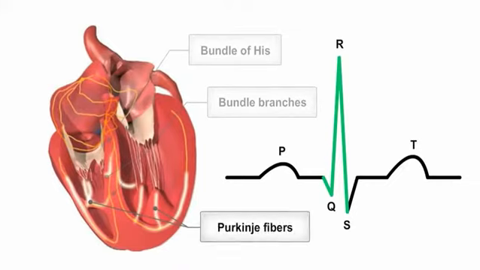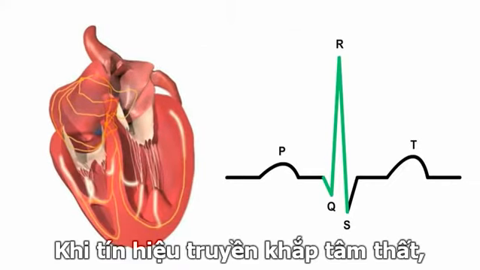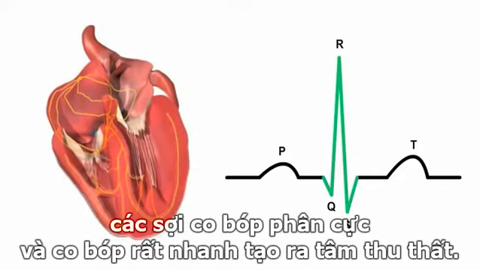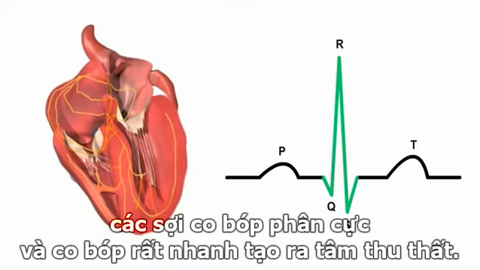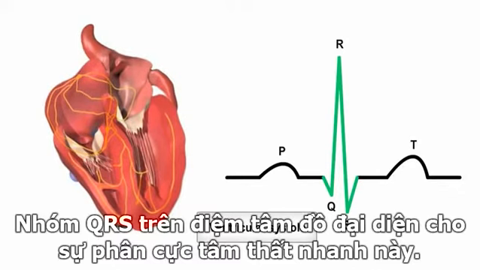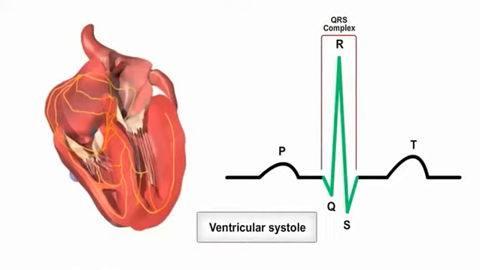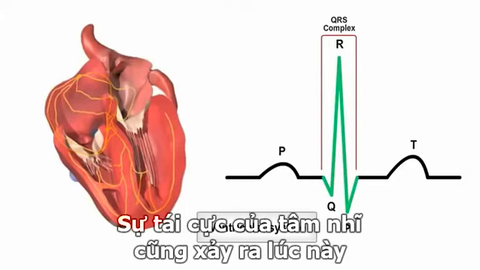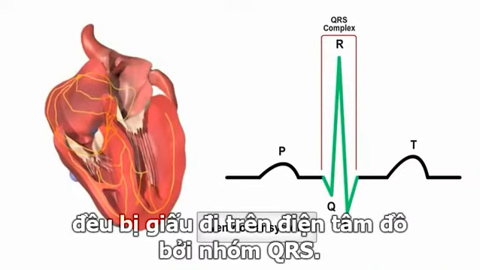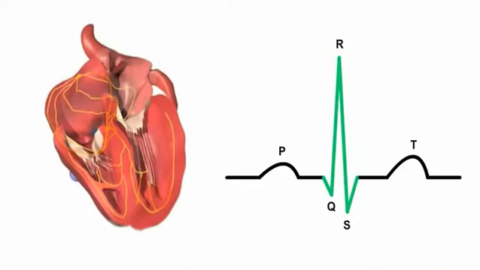the ventricle walls. As the signal spreads through the ventricles, the contractile fibers depolarize and contract very rapidly, inducing ventricular systole. The ECG's QRS complex represents this rapid ventricular depolarization. Atrial repolarization also occurs at this time, but any atrial activity is hidden on the ECG by the QRS complex.